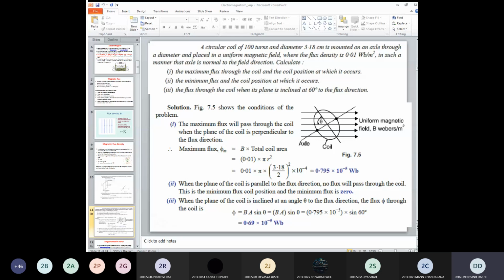Clear? At that time, you can pass the maximum flux. So I hope you understand this concept. All of you clear this one? Quickly write down this second and third answer. Clear, all of you? So can I move to the next slide?